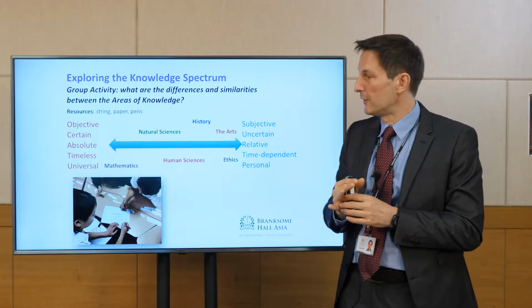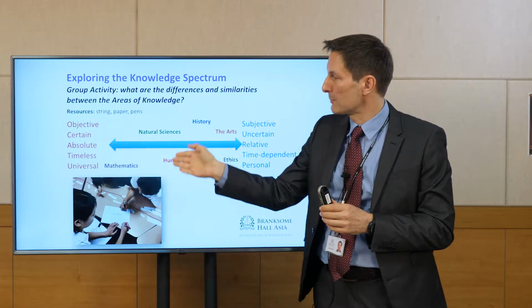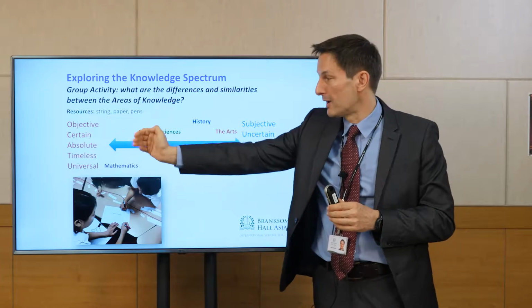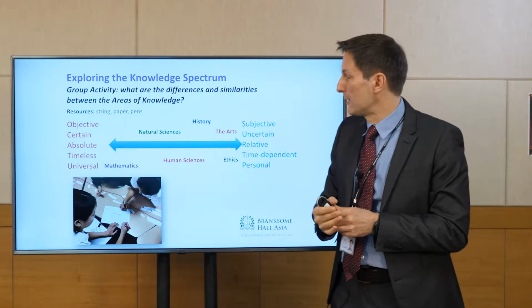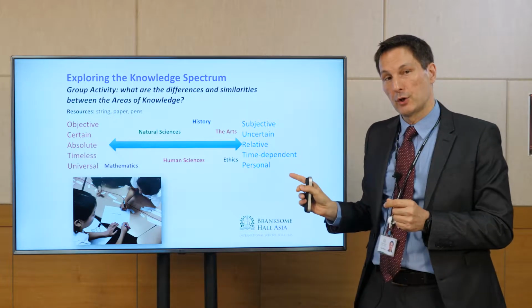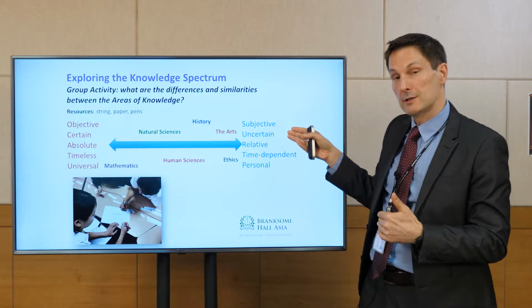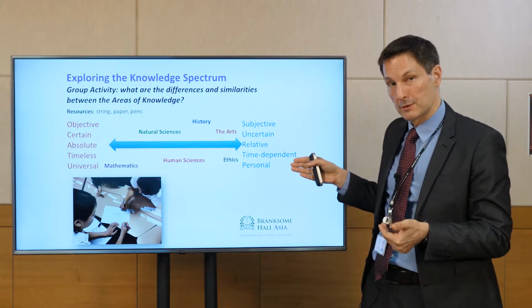The idea being that at one end of the spectrum, the knowledge, the subject matter is very objective, very certain, very absolute, timeless, and universal. And then at the other end of the spectrum, we're talking about knowledge or content or subject matter that is much more subjective, uncertain, relative, time-dependent, and personal.